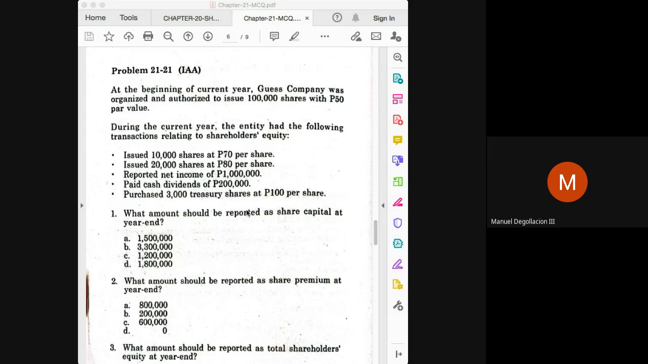In this case, I think it would be better for you to journalize these transactions and simply monitor the running balance after all these transactions. Issued 10,000 shares at 70 per share. We know that the par value is 50. So, debit cash 700,000, credit share capital 500,000, and credit share premium.